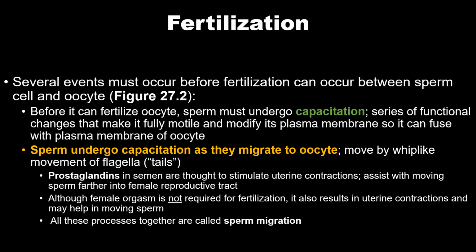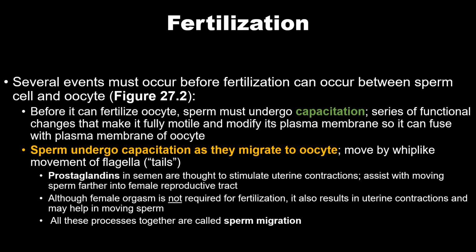Now, before a sperm can actually fertilize an oocyte, it has to undergo capacitation. And this capacitation is a series of functional changes that make it fully motile and modify its plasma membrane so that it can fuse with the oocyte's plasma membrane. Capacitation is going to occur when these components of semen sort of weaken the sperm's plasma membrane, and these fluids in the female reproductive tract may also contribute to this process.